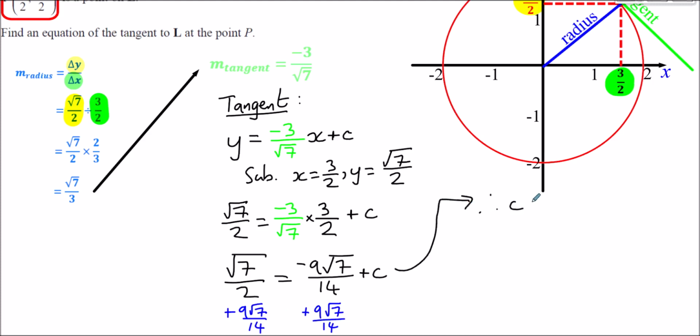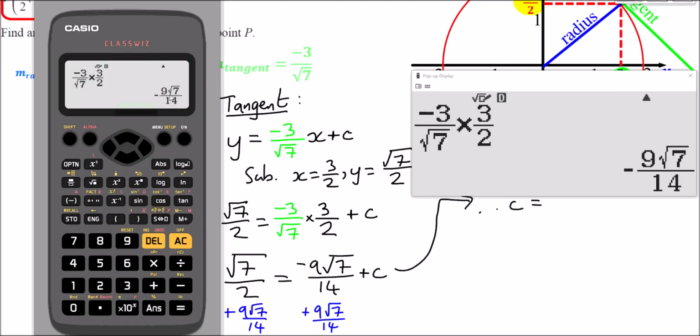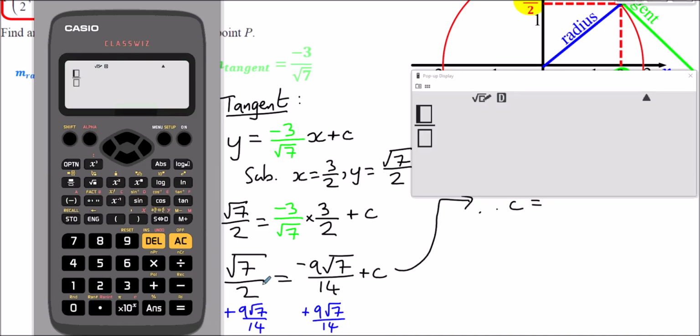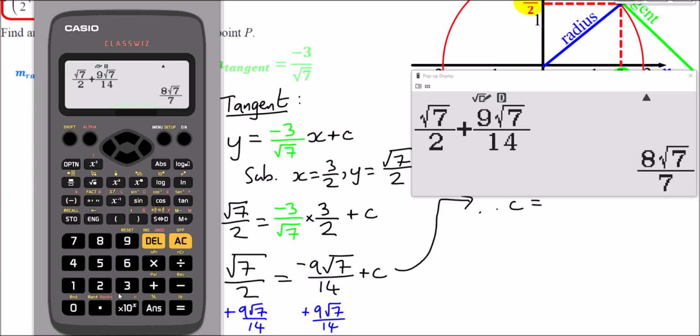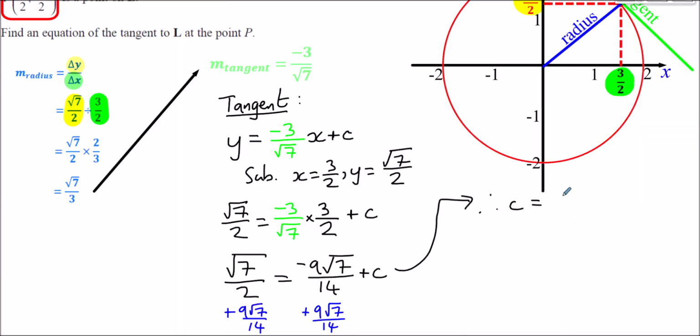So therefore c is going to be root 7 over 2 plus this answer here. So it's going to be root 7 over 2, then I'm going to add on 9 lots of root 7 all over 14. And that'll give me a value of 8 root 7 over 7. I've now got the equation for L.